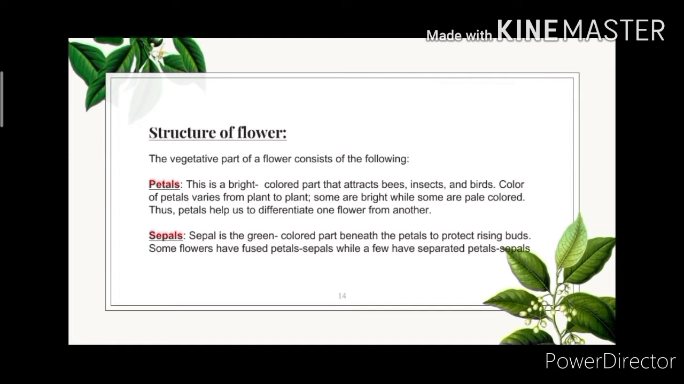And second is the sepal. Sepal is a green colored part beneath the petal, which generally protects the arising buds.